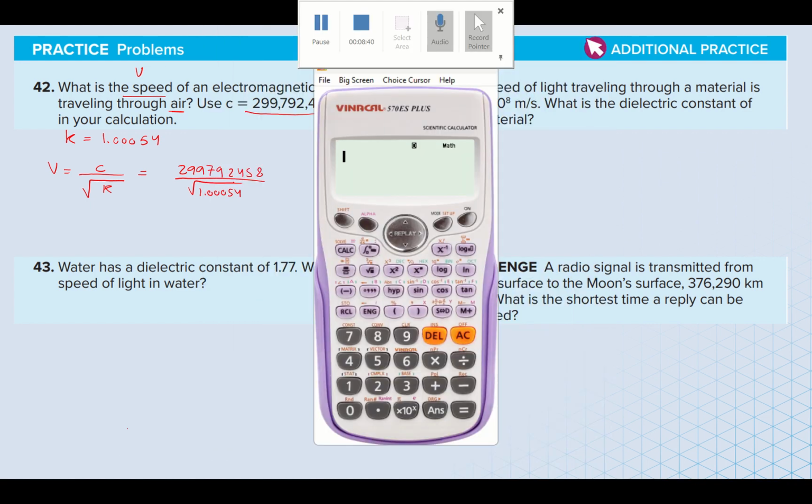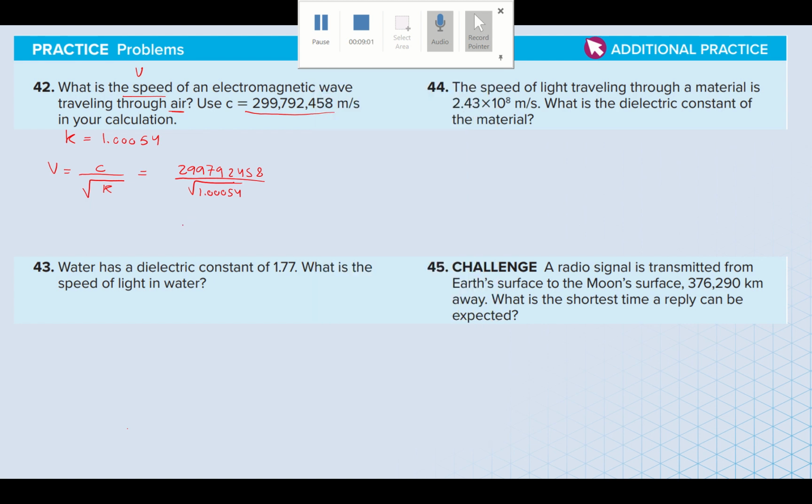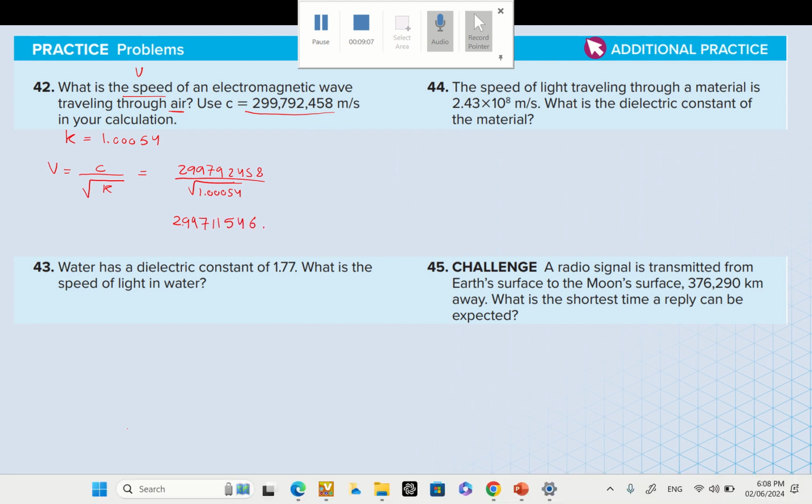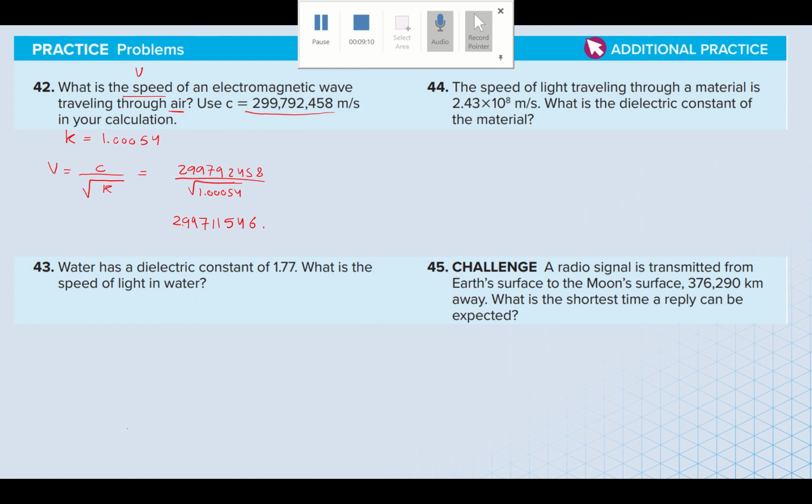Use the calculator. 299.792458 divided by the square root of 1.00054. That's going to give you 299.711.546, point something, just 0.8.